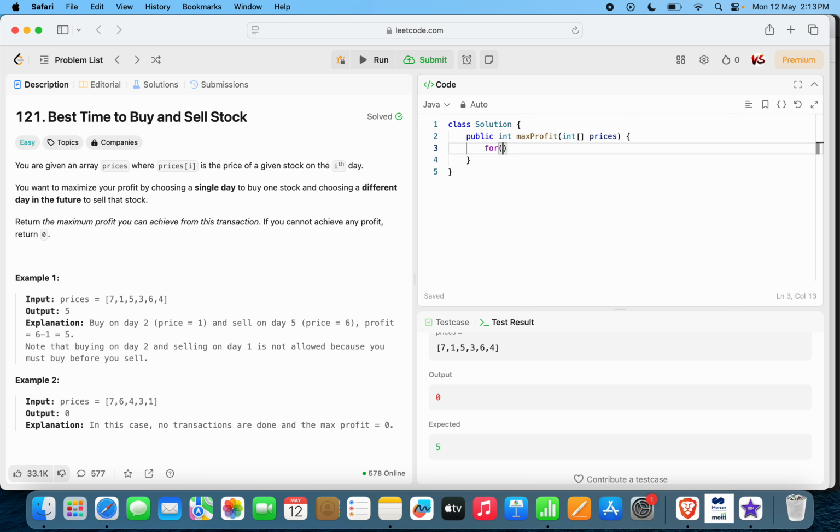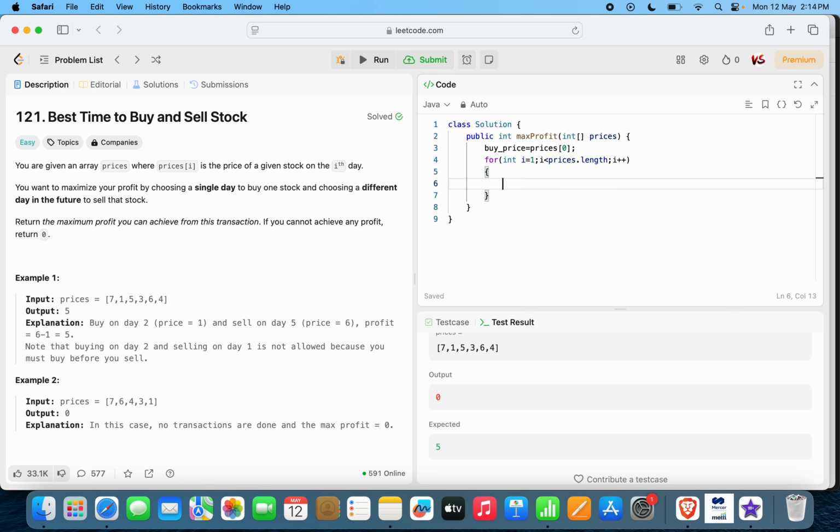Initially I'll start with day one, and I'll loop up to prices.length and increment. So here I'm traversing from day one, and the initial buy price is prices of 0. Initially I'll take the first price as the buy price, and later I will traverse through with it.